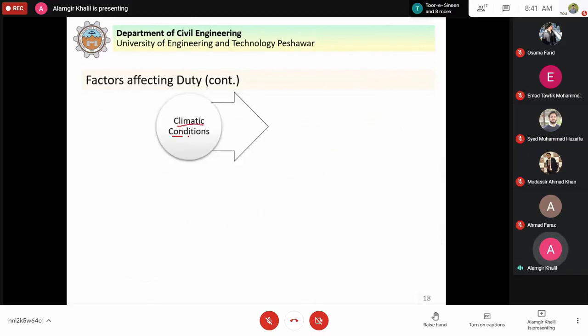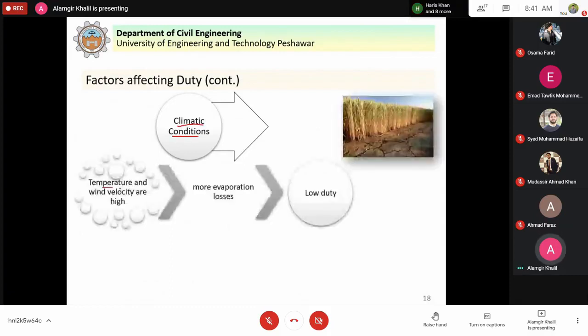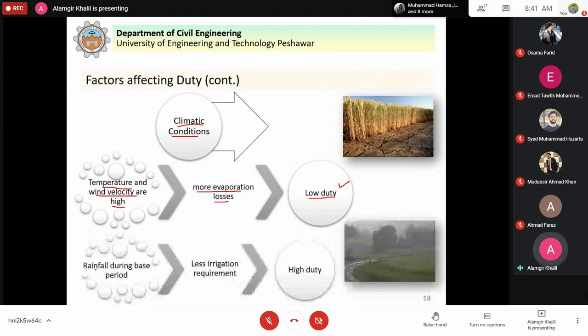Next we have climatic conditions. So if temperature and wind velocity are high, this will result into more evaporation losses, and as more water is evaporated, this will result into low duty. If we have rainfall during base period, then there is less irrigation requirement, and therefore it would mean high duty of water. So it means that during rainfall, the crops already get some water, so less quantity of water will be required to bring it to the maturity. So less irrigation requirement means high duty.